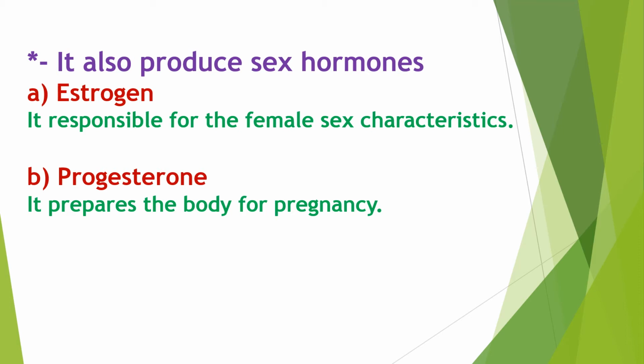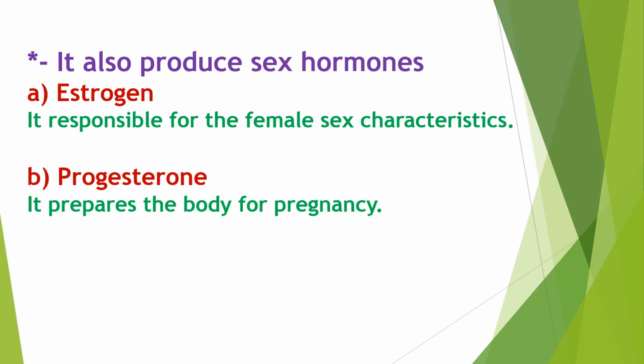The first hormone, estrogen, is responsible for the appearance of female sex characteristics, such as development of the breast or widening of the hips, and development of the uterus in females. And number two, progesterone, is the hormone that is responsible for preparing the body of the woman for pregnancy.